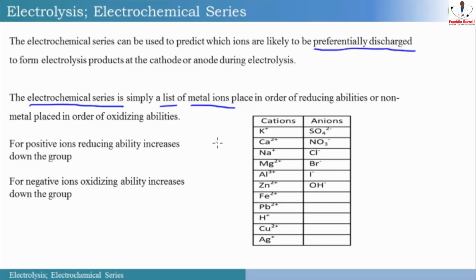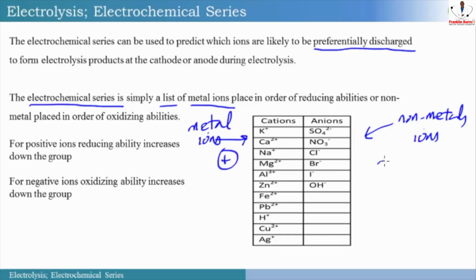So the cations here are your metal ions, and the anions here are your non-metal ions. The cations are all positive, and the non-metal ions, they're all negative. Now we say that it is a list of cations and anions, and they are placed in order of reducing and oxidizing ability. So the first thing I want you to understand is this.